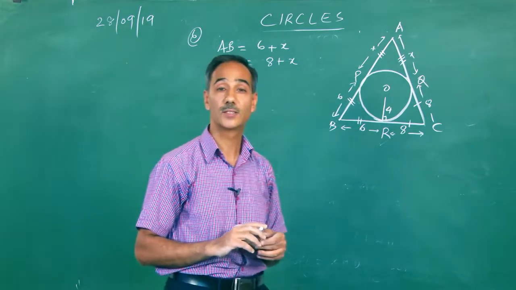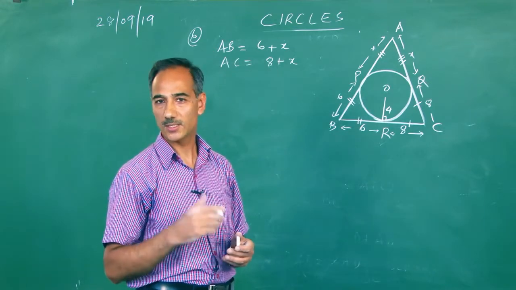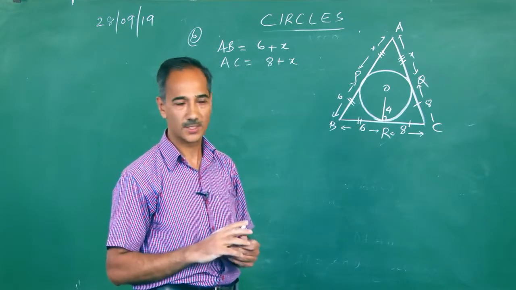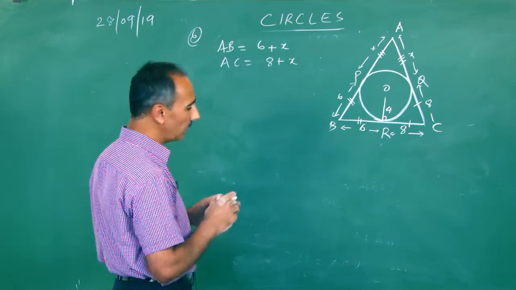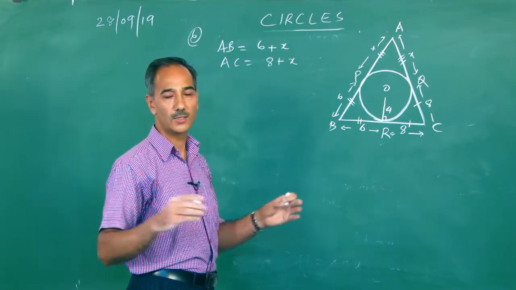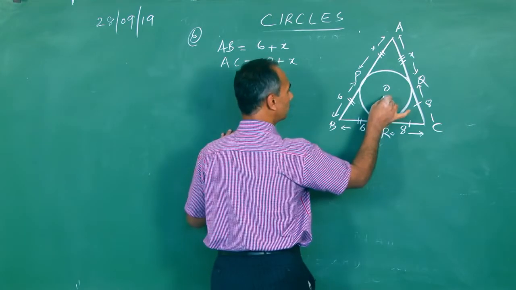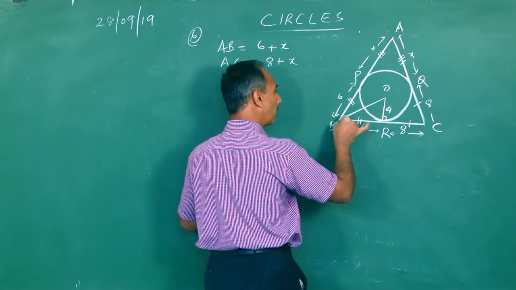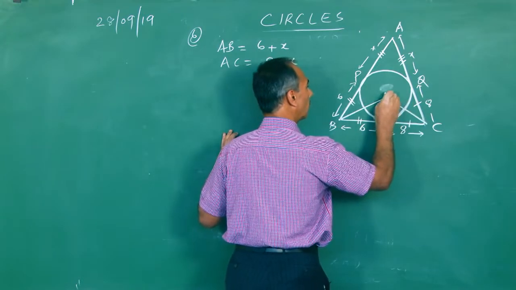Now how to find X? Whenever you have to find an unknown, you need to prepare an equation in terms of that unknown. We have been doing this in lower classes from grade 8, in fact. So I need to frame an equation that will involve letter X and solve it. So what we will do? I will join O with B, O with C, and O with A.